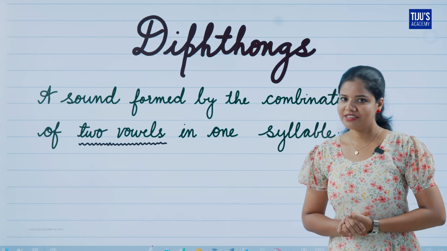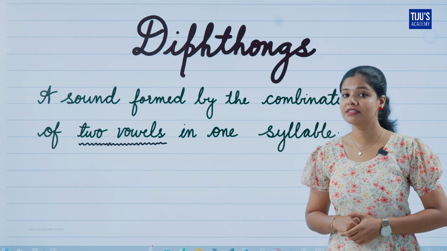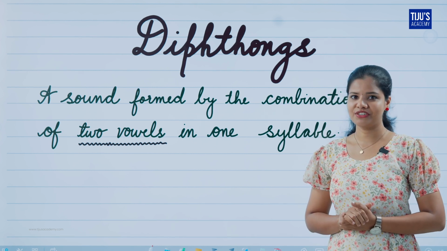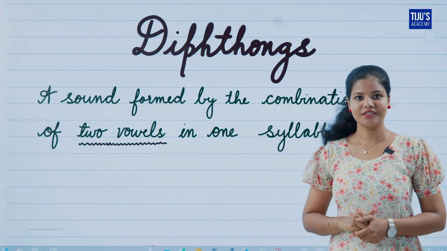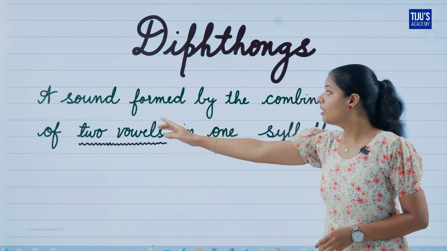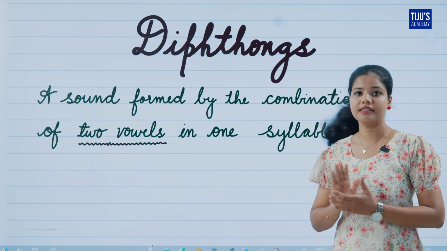To become proficient in English language and to improve your pronunciation, you have to learn speech sounds in English. Now we have discussed consonants and vowels in English. In today's class, we are going to learn about diphthongs. What is a diphthong? A diphthong is a sound formed by the combination of two vowels in one syllable.